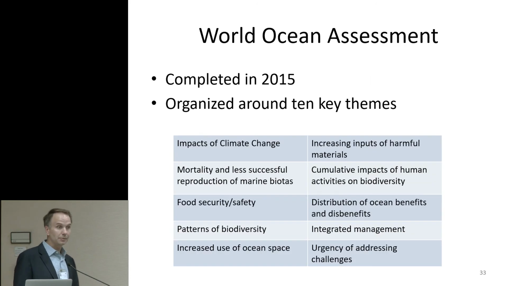The World Ocean Assessment, many of you may be familiar with this, was completed in 2015. And the documents are all available online. It was organized around 10 key themes, which I won't go into here, but there are lots of things that I think came up here and there in discussions and a bit in this talk today, right? Which are things that they're concerned with looking at. Patterns of biodiversity, for example, which is a spatially generated impact of climate change, right?